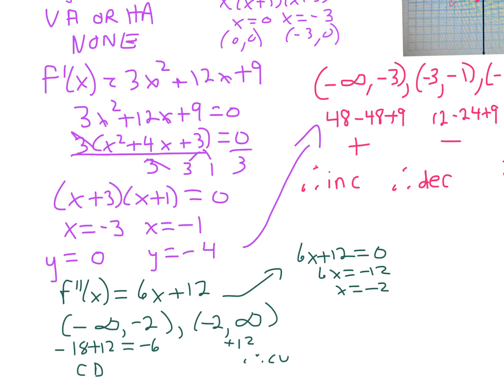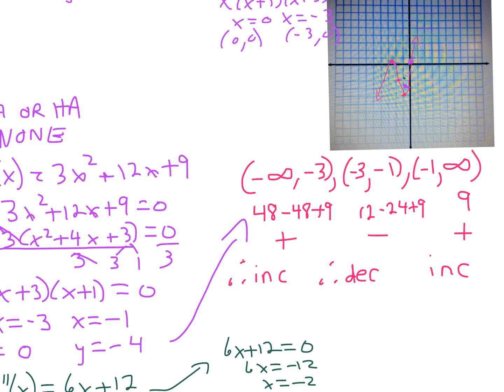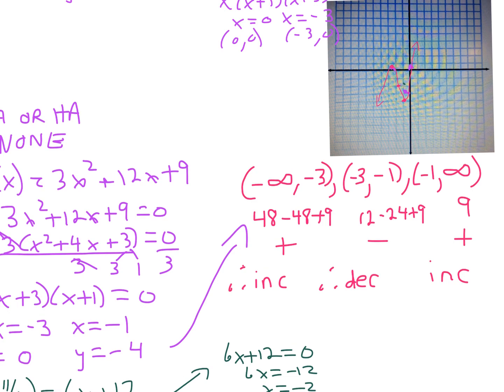And so let's take a quick look at our graph and confirm that we are concave down. Oops. Changing to concave up, and that's happening after the inflection point at x equals minus 2.